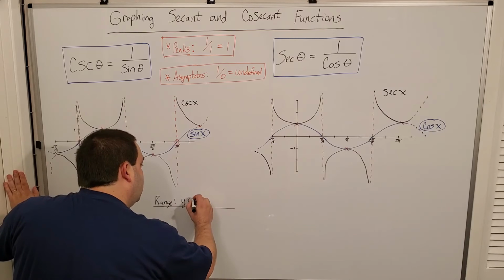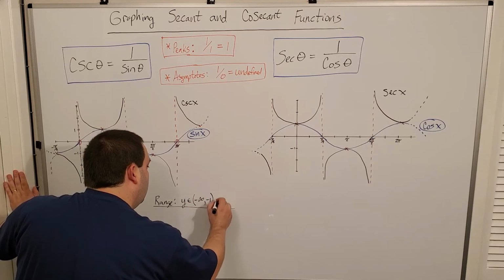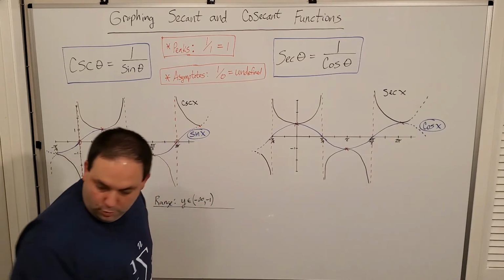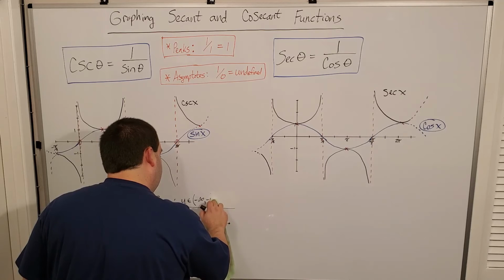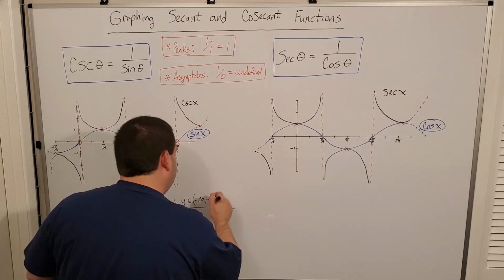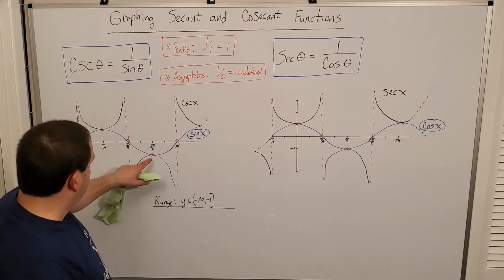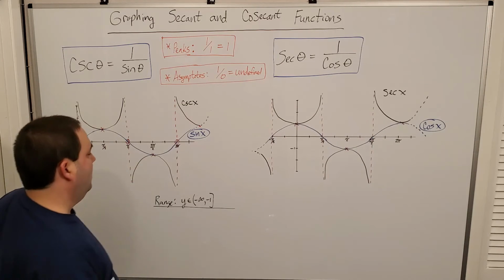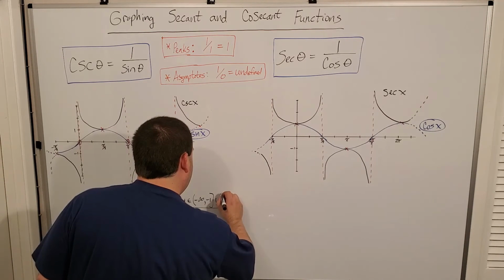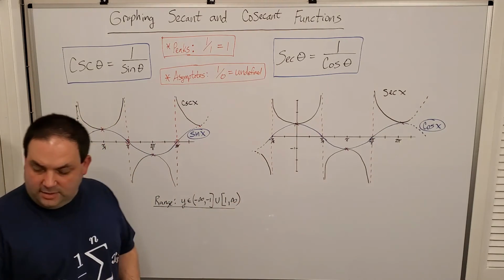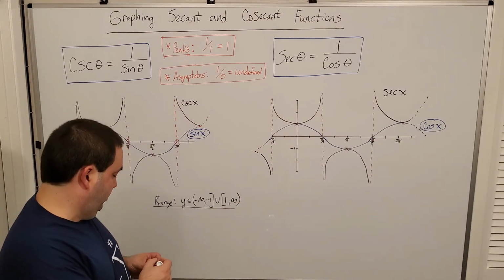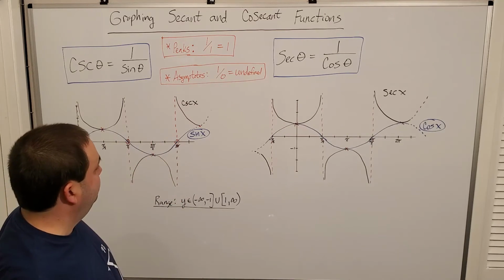So y is going to be an element of the set from -infinity to -1. Whoops, made a boo-boo. The -1 should have a bracket because it does actually hit it. Union with 1 to infinity. So that's the range on my functions here. Both of them same range.